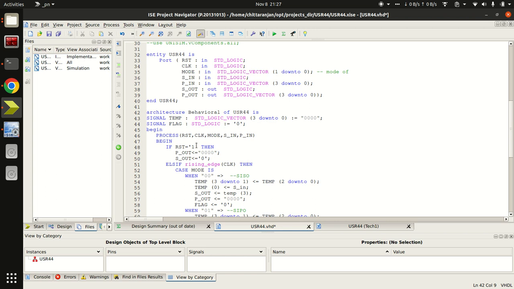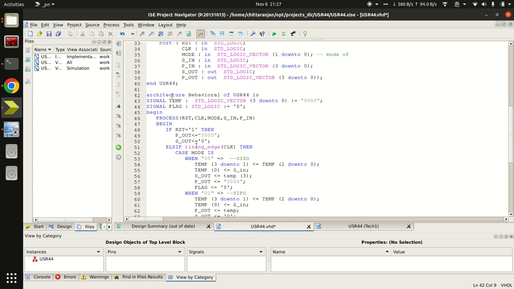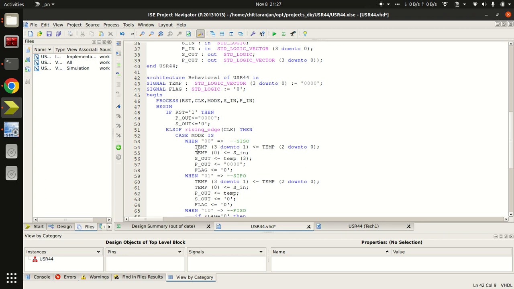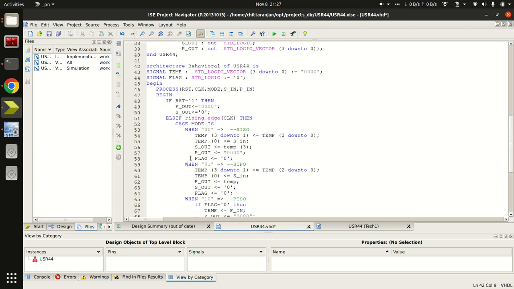The temporary variable will take 1 bit at a time, and after taking 4 bits, it will display the serial out. So it will give serial out also 1 bit at a time, so it will take a total of 8 clock cycles to display the SISO implementation.